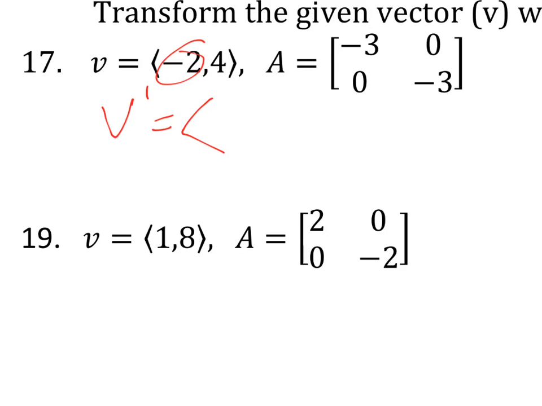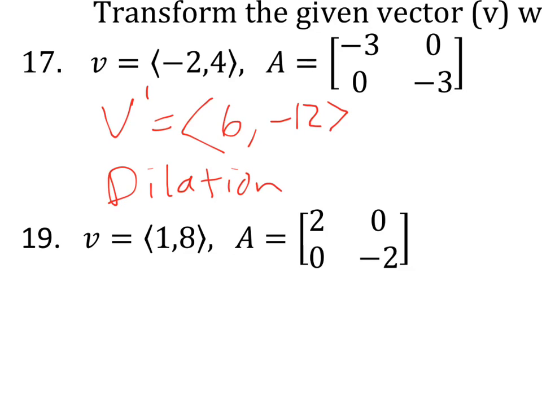Well, you have to do 2 times the negative 3. The negative 2 times negative 3 gives you positive 6. And we got the 4 times the negative 3 down there. That's going to give me negative 12. And that's the whole vector. And this one, since my numbers got bigger, that's definitely going to be a dilation. And the dilation is what number you're multiplying by. And we just multiplied by a single number, negative 3. So we dilate by a factor of negative 3.